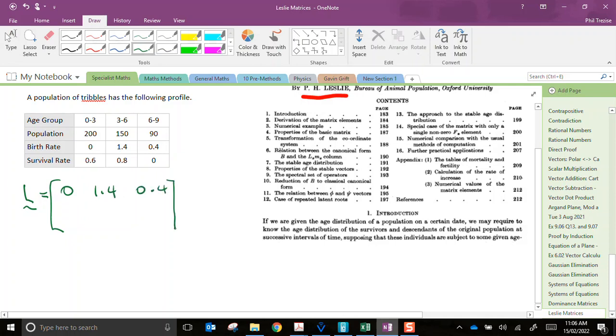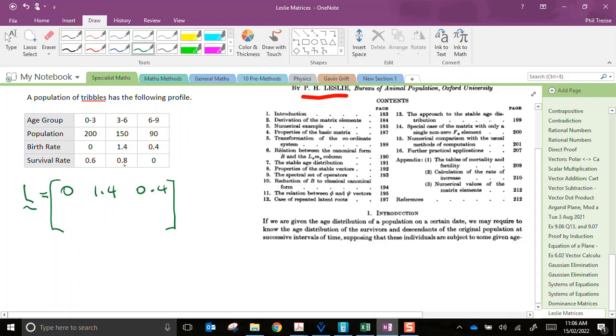Now, what do those numbers mean? Well, the 0 here means that none of the tribbles in the 0 to 3 years of age produce offspring. They're too young. The 1.4 means that for every female tribble, not the males, for every female tribble in this age group, at the end of every 3-year cycle, they have produced 1.4 offspring. So some would have 1, some would have 2. Maybe some would have more, but it would be rare. And then in the 6 to 9 year age group, only 0.4 tribbles are produced per female in that 3 years. So that's the birth rate.